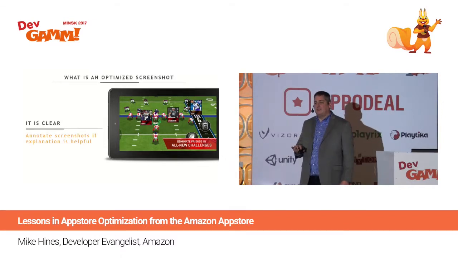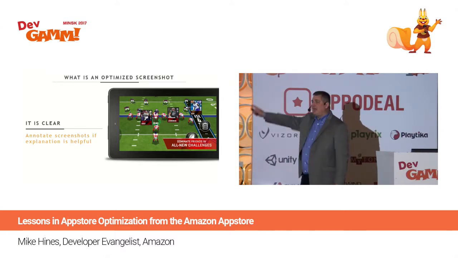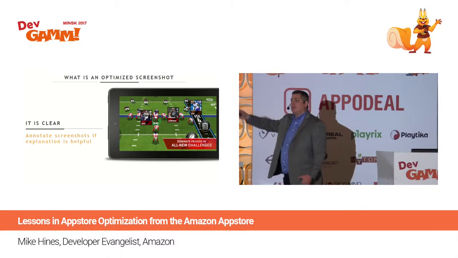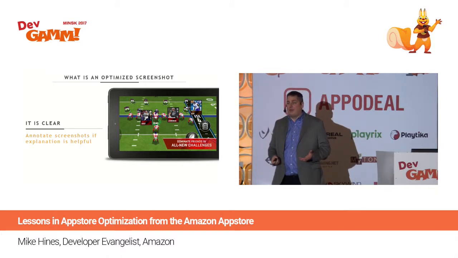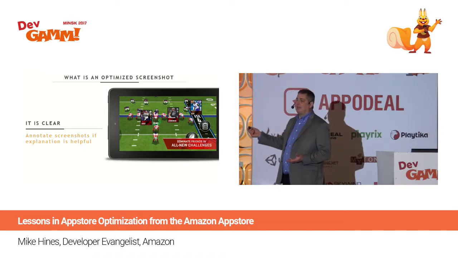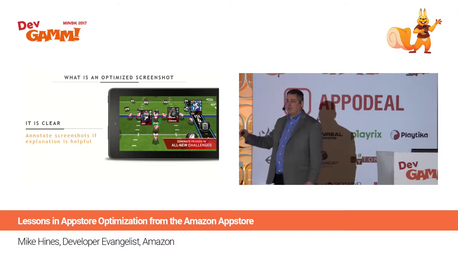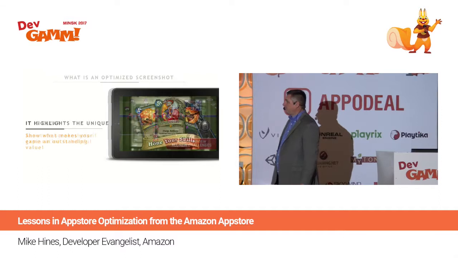Optimized also means explaining to the user what's going on. You don't need to leave a screenshot alone. You can annotate a screenshot so that you can tell the user what you want them to see. Tell the user why this screenshot is important to them, and it'll be really effective, and you'll find that those screenshots end up working harder for you when you tell users what to think about them.